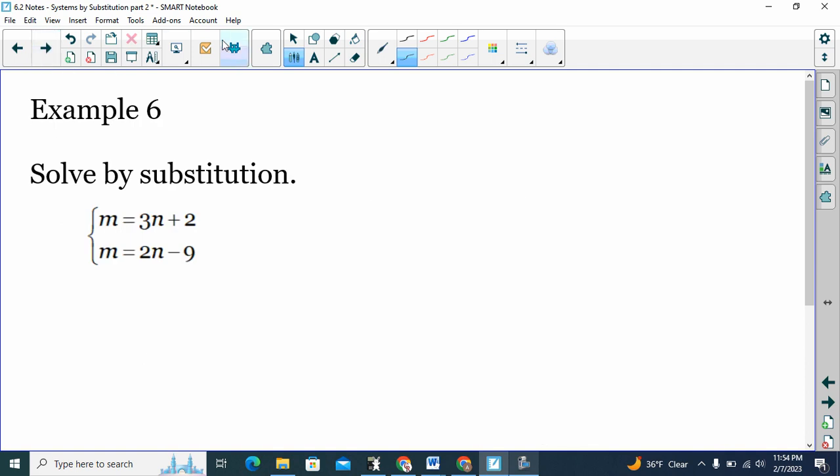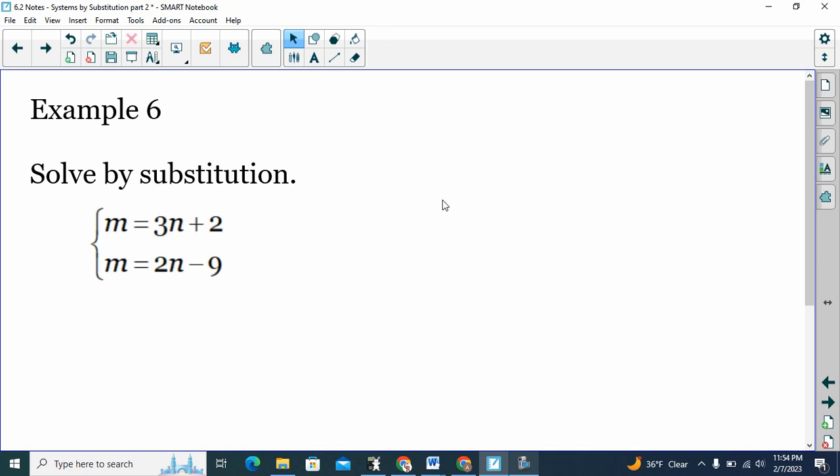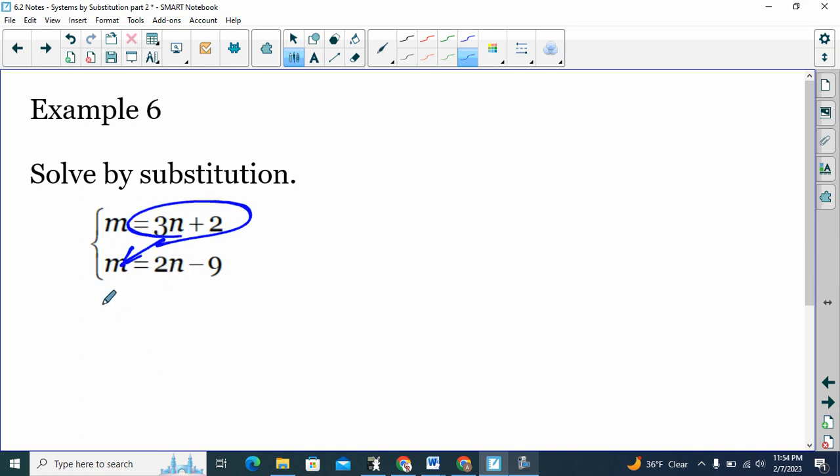One last example problem, example 6. We have m equals 3n plus 2 and m equals 2n minus 9. Start by substituting. This is one where both equations say m equals. So I'm going to take 3n plus 2 and plug it in here.